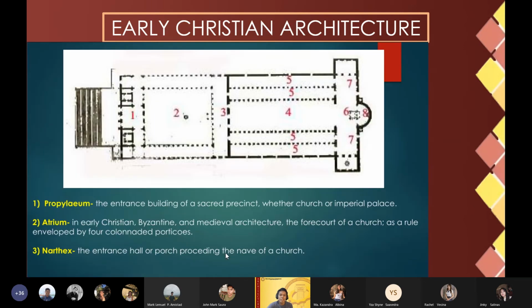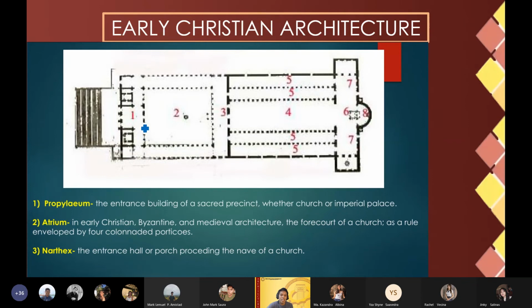So here, another illustration of the parts of a church. Before the atrium, the main entry part or the entrance of the building, aside from the main door, the main door is this part here, at the narthex. This number 1 is what we call propylaeum. So the entrance building of a sacred precinct, whether church or imperial palace. So the term can be used for a church, or for a palace.